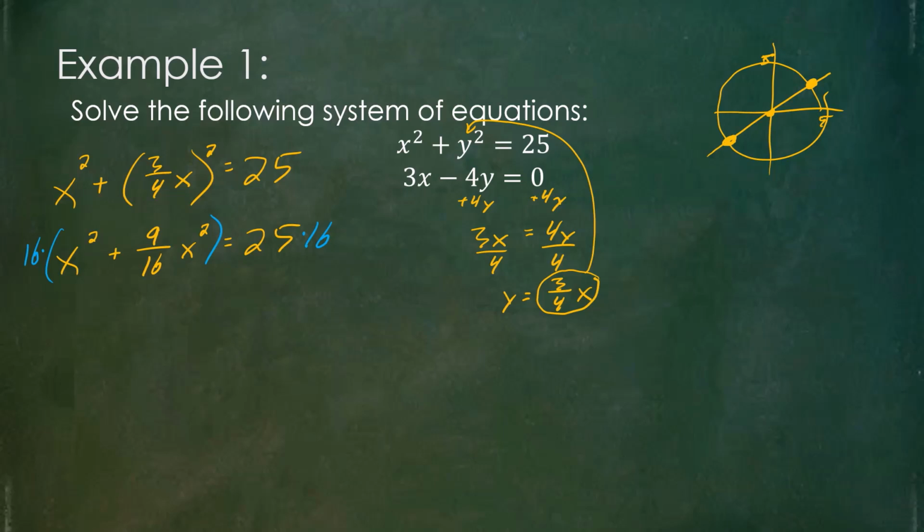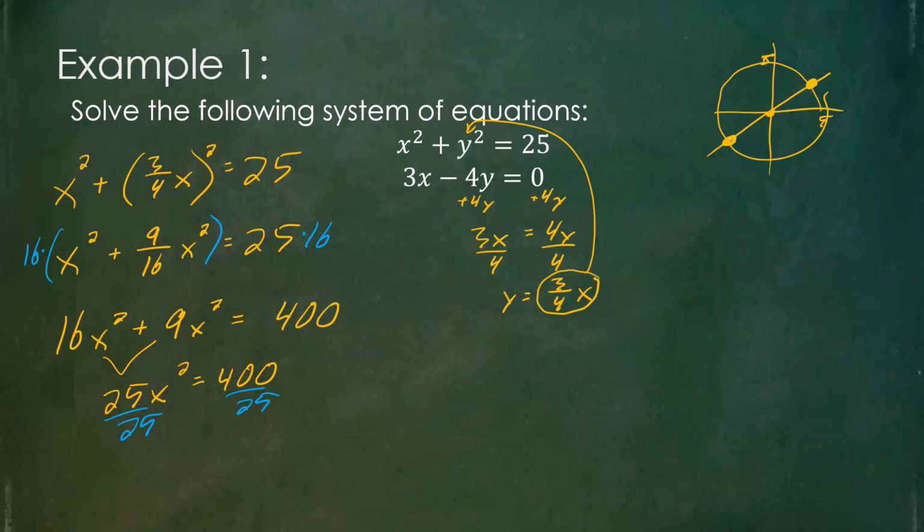So here, if I go ahead and distribute, that will turn into 16x squared plus 9x squared equaling 400. Then from here, it looks like I can actually combine these two and turn that into 25x squared equaling 400. And then divide the 25 off. And that gives us now x squared equaling 16. Last step, take the square root. I'd end up with x equaling positive and negative 4.